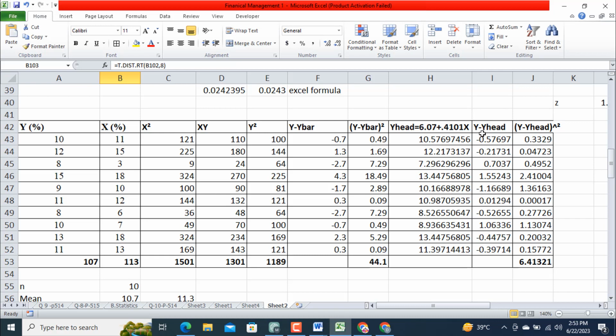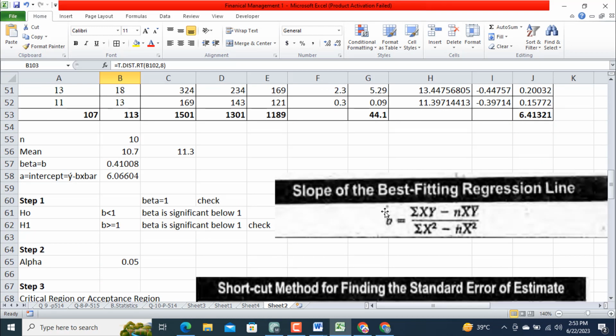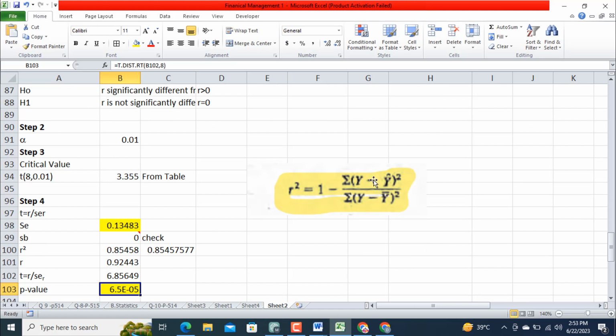So y minus y hat is equal to this value, y minus this value, and we will get minus 0.576. In the next column we are going to take the square of this column. So we will get the summation of y minus y hat whole square. Now we are going to substitute the value of y minus y bar whole square and y minus y hat whole square in the r square formula. So this is the formula. I already told you that we have determined this value by putting these values into this one.